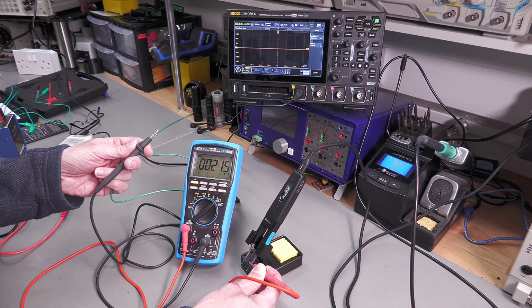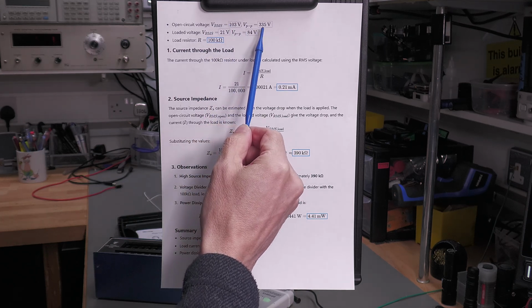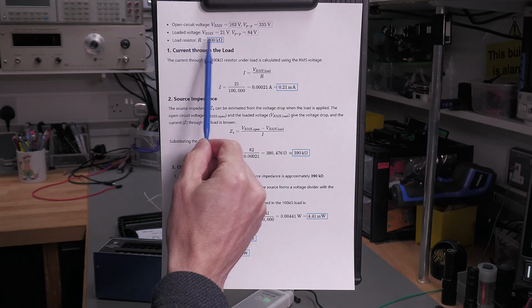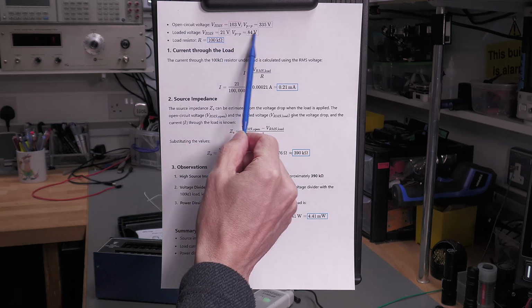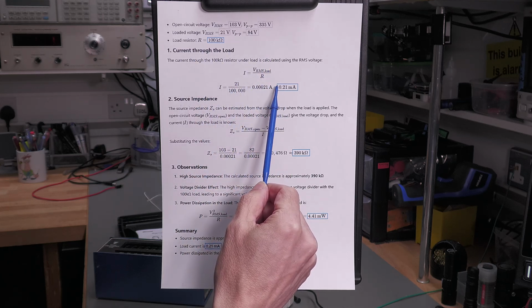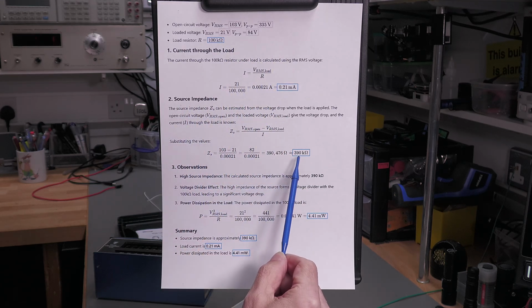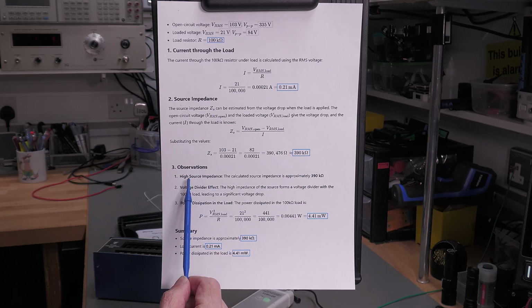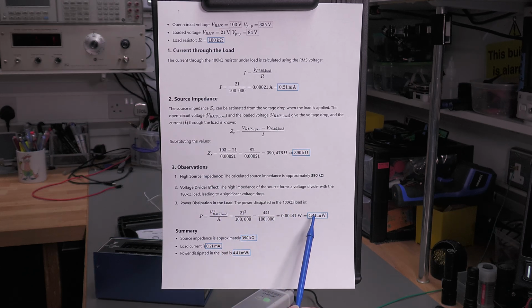But let's take a look at the numbers and see what we've actually got. We had an open circuit voltage of about 103, 104 volts RMS and a peak to peak of about 335 volts. I did actually load it with a 100k resistor off camera there, and it dropped down to about 21 volts RMS or 84 volts peak to peak. And the current through that 100k resistor was the same as the short circuit current, about 0.21 of a milliamp. From those numbers, I'm able to work out what the source impedance is, and it works out about 390k. So the observations: it is indeed a high source impedance, about 390k. We've got a voltage divider effect there with the 100k resistance, and it leads to a significant voltage drop due to the high source impedance. And the power dissipation into that 100k load is about 4.4 milliwatts.